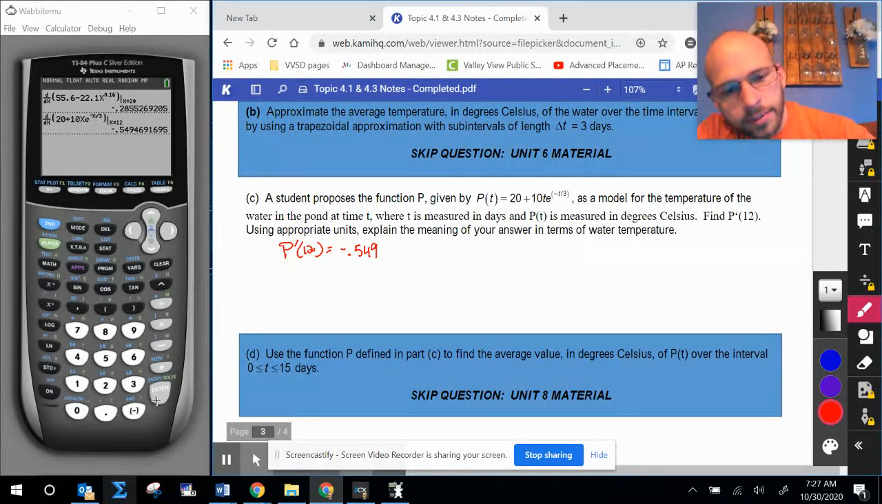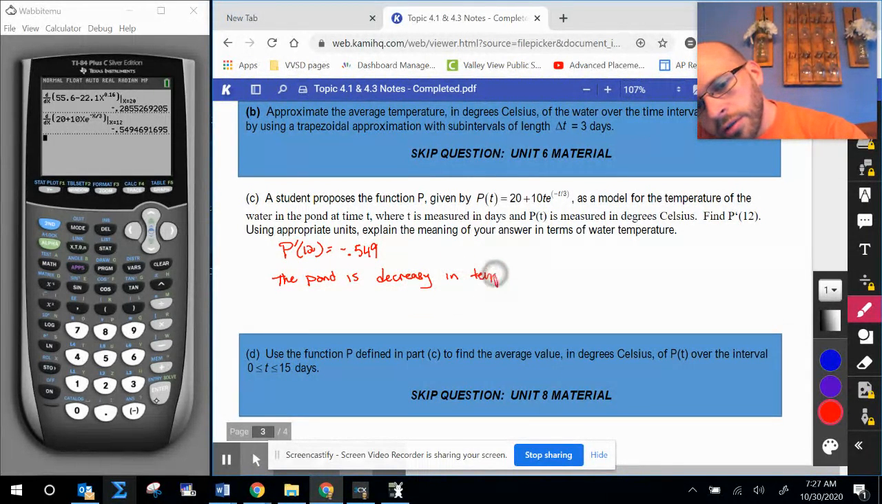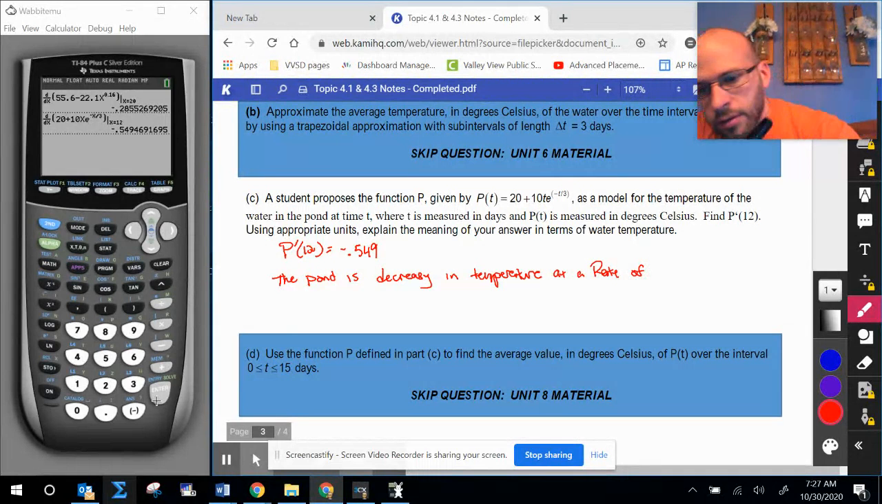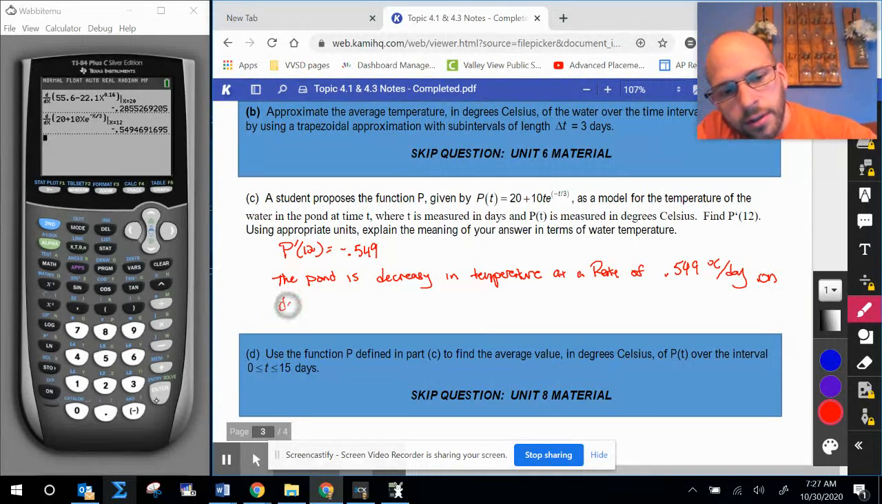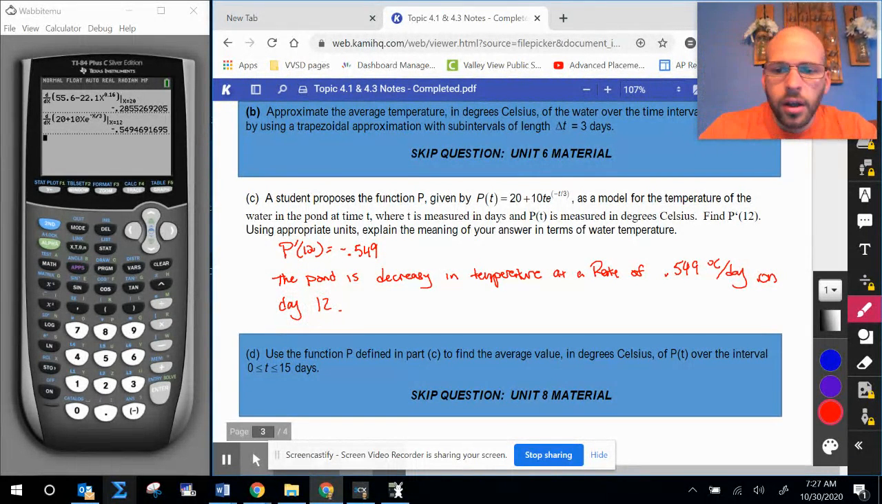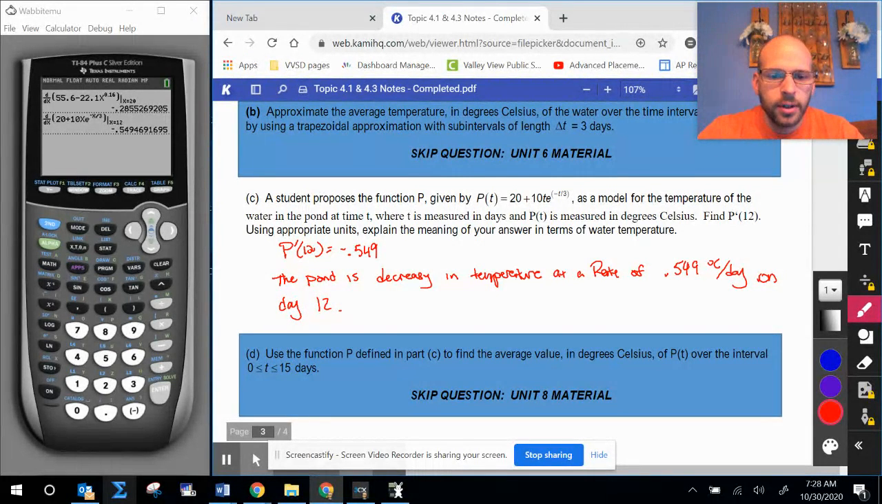And then explain the meaning. The pond is decreasing in temperature at a rate of 0.549 degrees Celsius per day, right? And I should say on day 12, right? So I have when it's going to happen and what the rate of change is with the correct unit, okay?